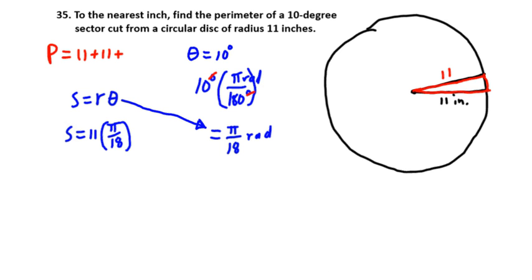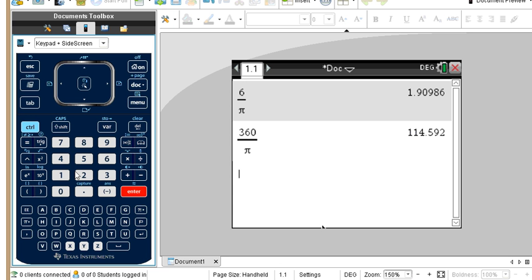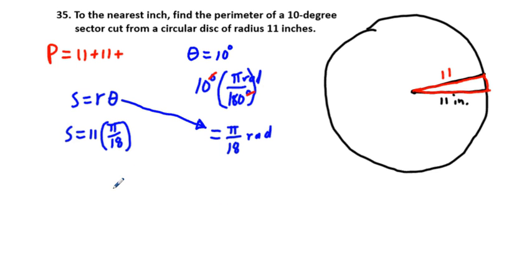So going to our calculator, we have S, which is 11, times pi, and we're going to divide this by 18. I think that should get it for us. Yeah, we got about 1.92. So let's go back here. 1.92. It's going to be inches.